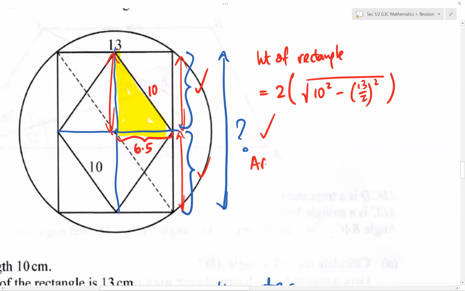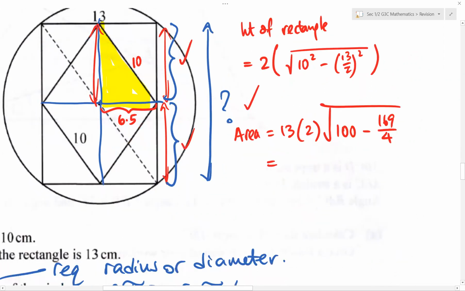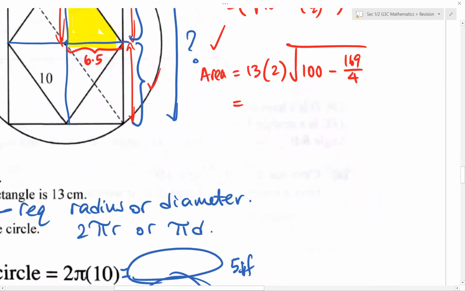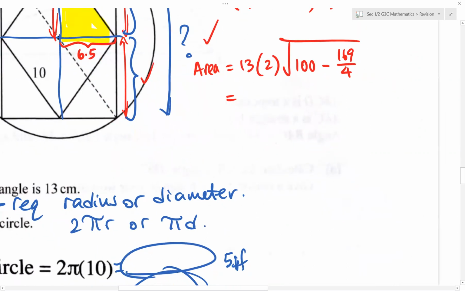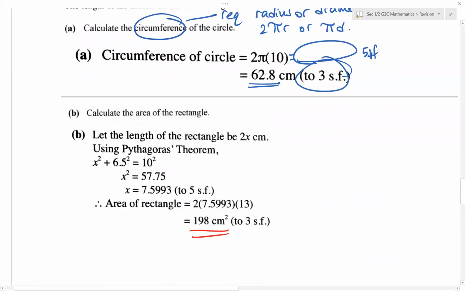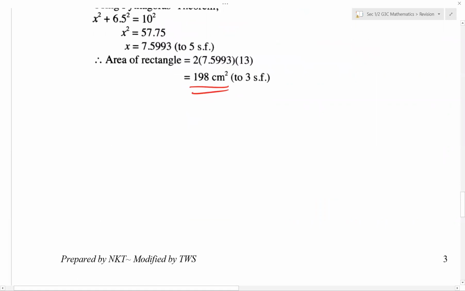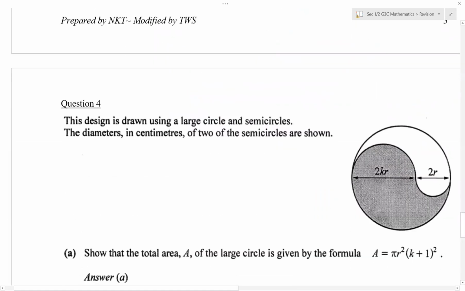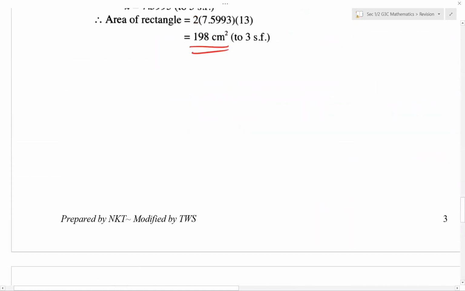So then the area will be 13 times 2 square root of (100 minus 169 over 4). So this is the exact value. Of course, we need to evaluate this. Okay, show you the answer straight away. Area of rectangle based on this, 198 square centimeters to 3 s.f. Okay, if you had worked it out, you will get the same answer. Is that part C? No, part B only. Okay, so don't worry about copying. This will be uploaded.